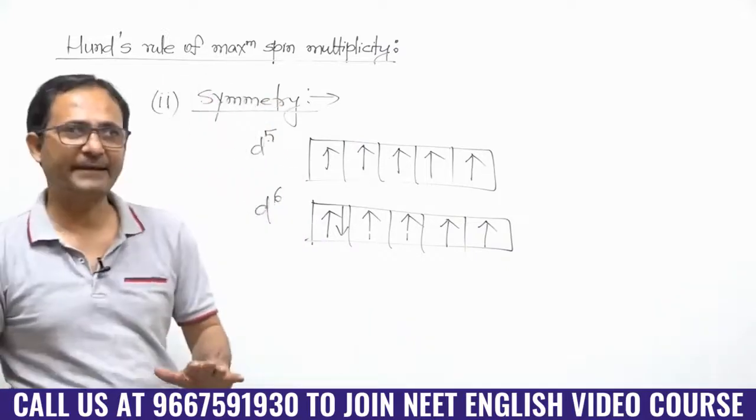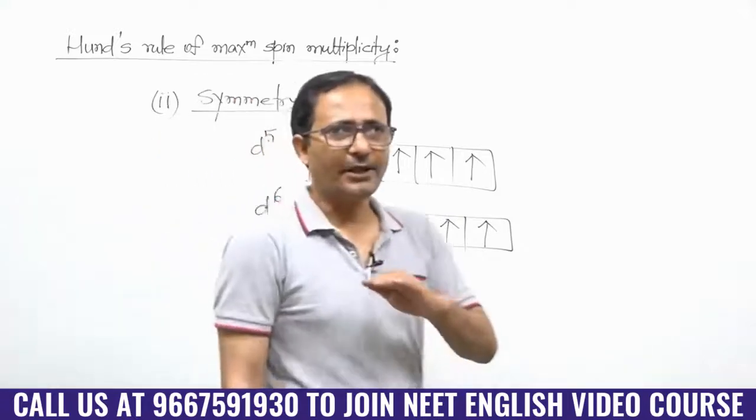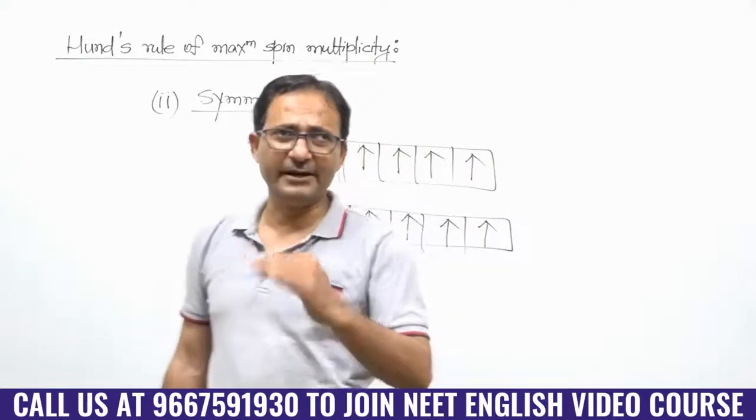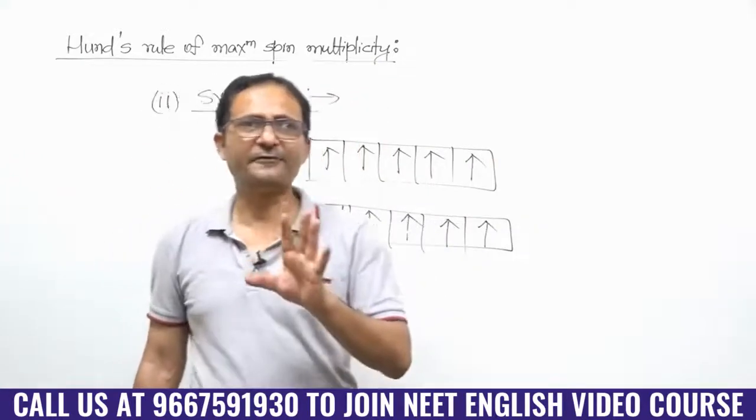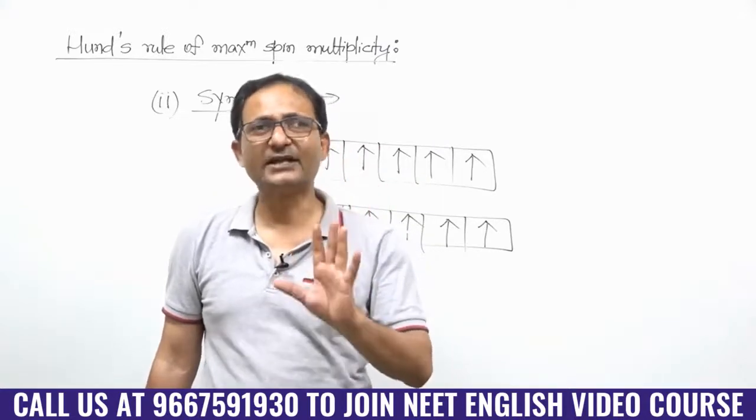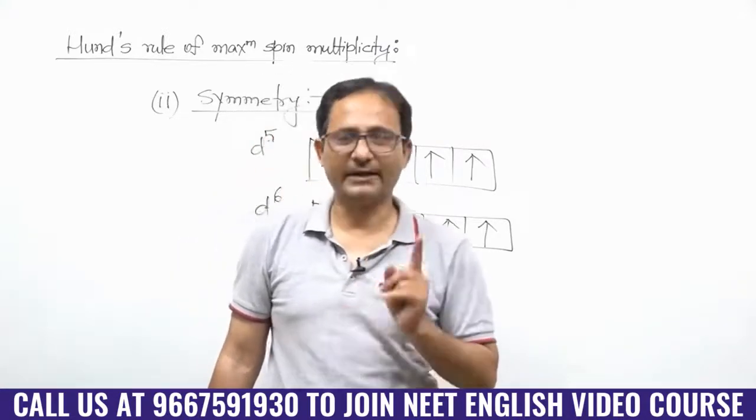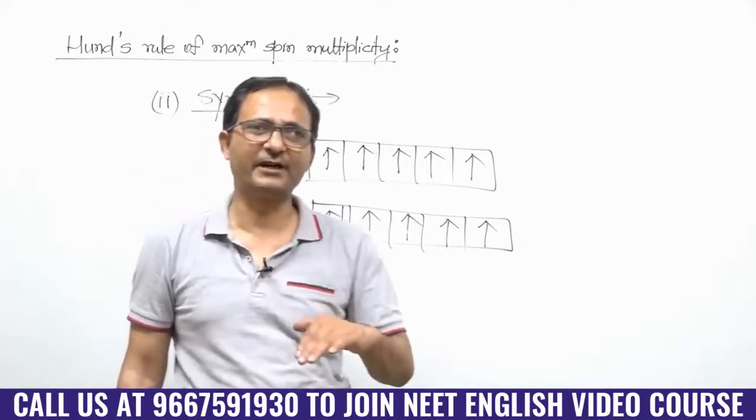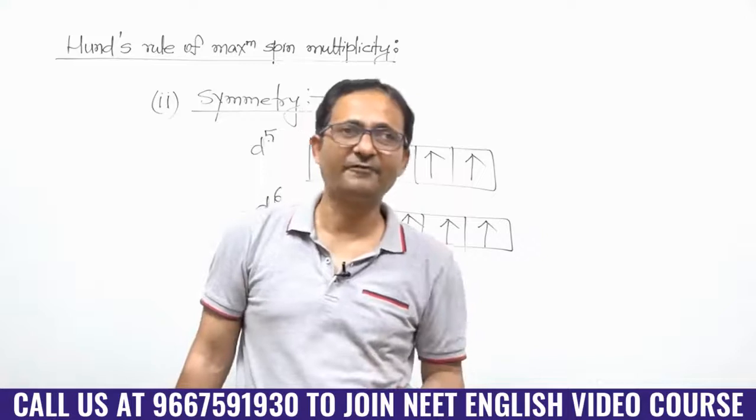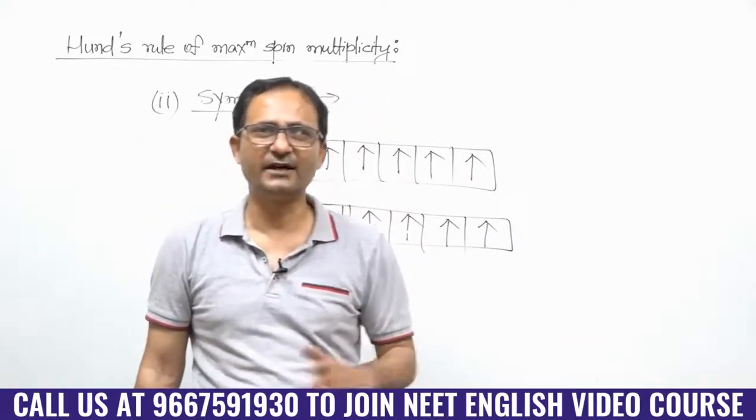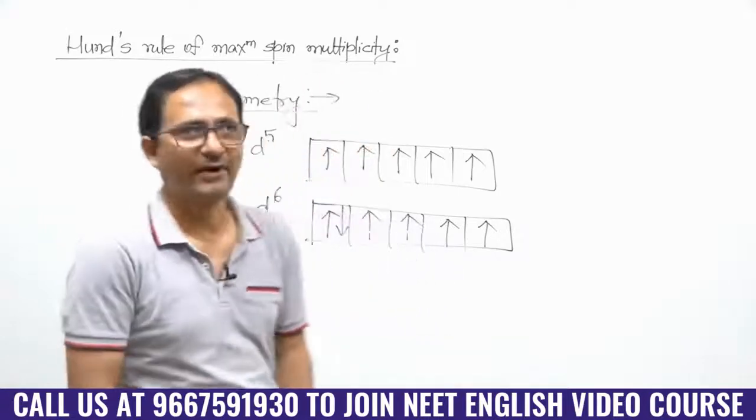So you can conclude that symmetry leads to stability. If an orbital has symmetry, then it will be more stable. Remember this, and therefore you can say fully filled subshells and half filled subshells are more stable due to their symmetry also, right?